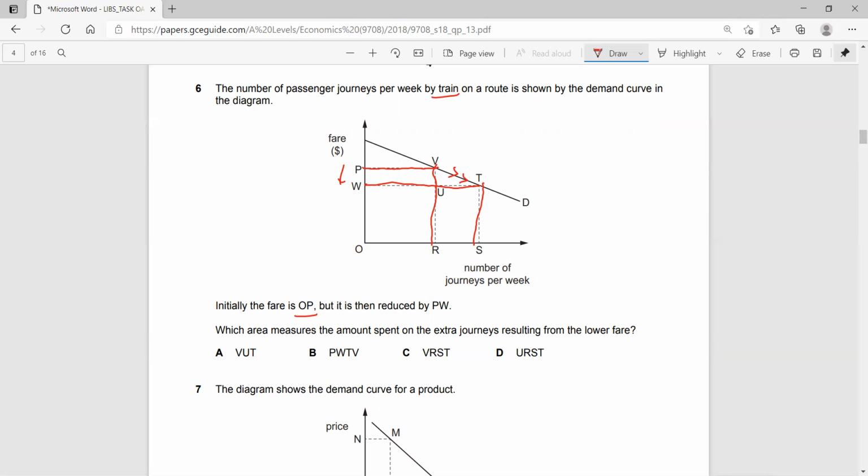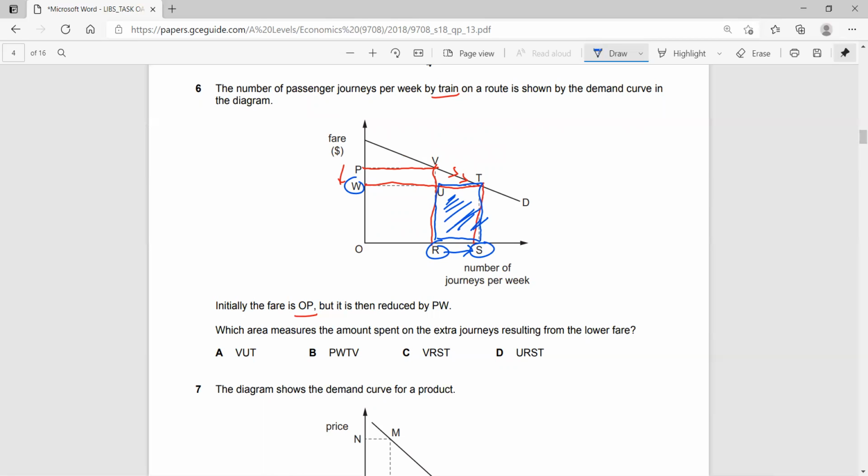Which area measures the amount spent on the extra journeys resulting from the lower fare? So not just the number of extra journeys, but the amount spent on it. So these are the extra journeys, but initially you were at R, now you're having S amount of journeys. And for the amount spent, just multiply it by the price. And the price right now is W. So you get this box. This area is the extra amount spent due to the lower fare.